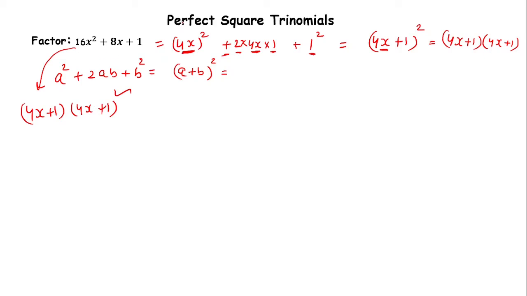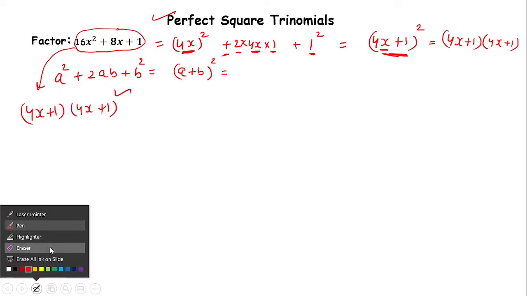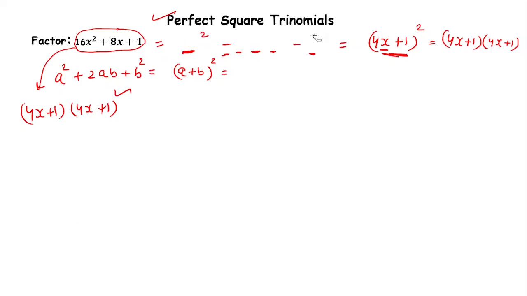Why is this method called perfect square trinomial? Because the given polynomial is itself a perfect square. Perfect square of what? Perfect square of 4x plus 1. I hope this question is almost clear for you all. Now let me take another question.